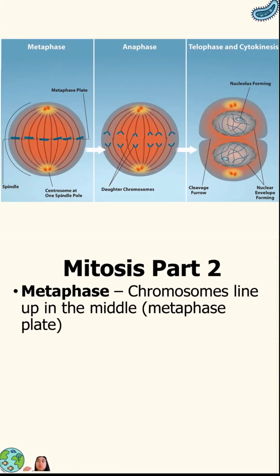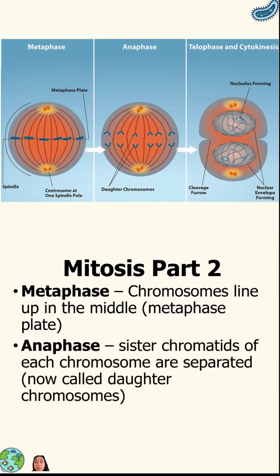Again, we are trying to equally divide our DNA. It'll be easier if they're all organized in the middle first before we separate and split it. And that is essentially what happens in anaphase. So in anaphase, the sister chromatids are going to separate.